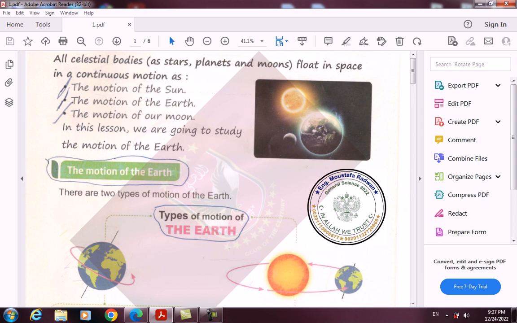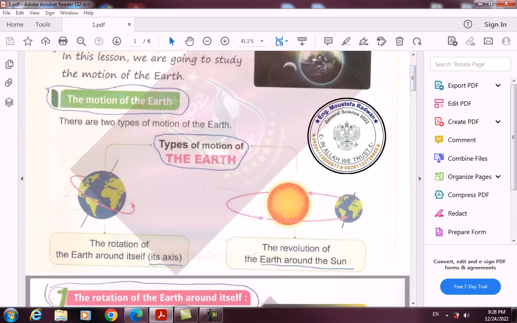So, we should have known that all celestial bodies such as stars, planets and moons float in space. And how do they float? They float in continuous motion, such as the motion of the sun, the motion of the earth, and the motion of our moon. It rotates around our earth. So in this lesson we are going to study the motion of the earth.